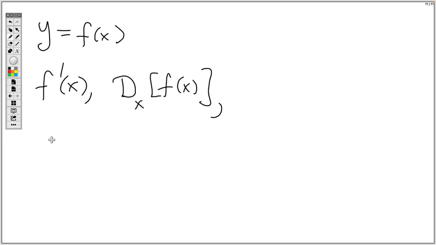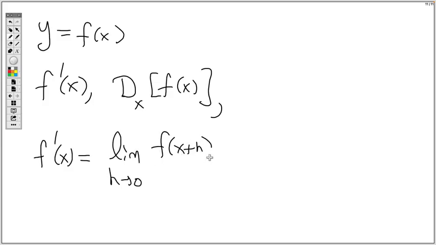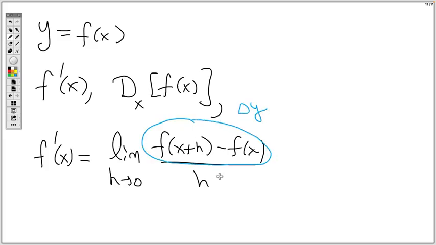Remember that the derivative itself is the ratio of slopes, right? The numerator here is the change in y. The denominator is the change in what? x. So it's really the limit as delta x goes to 0 of delta y over delta x.